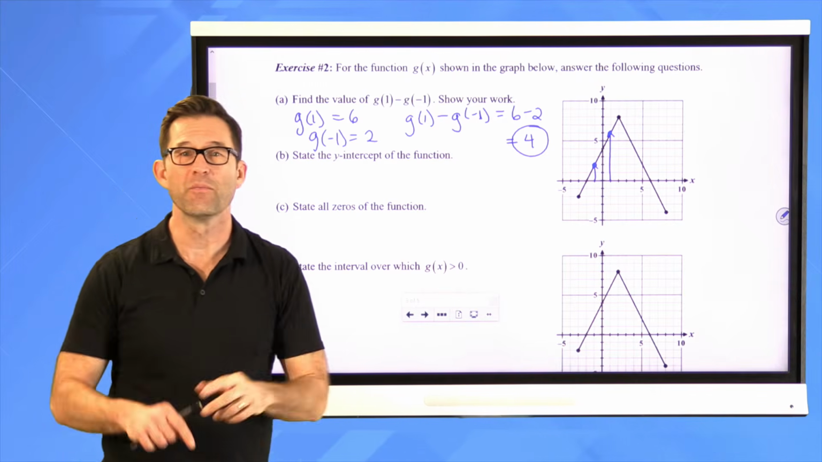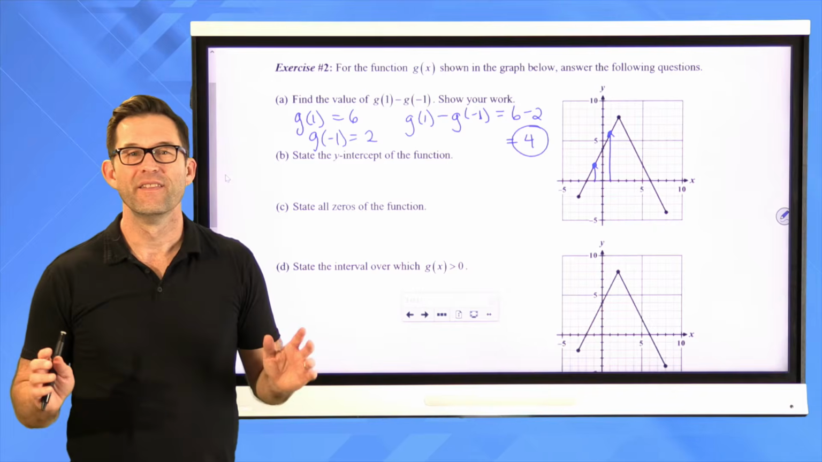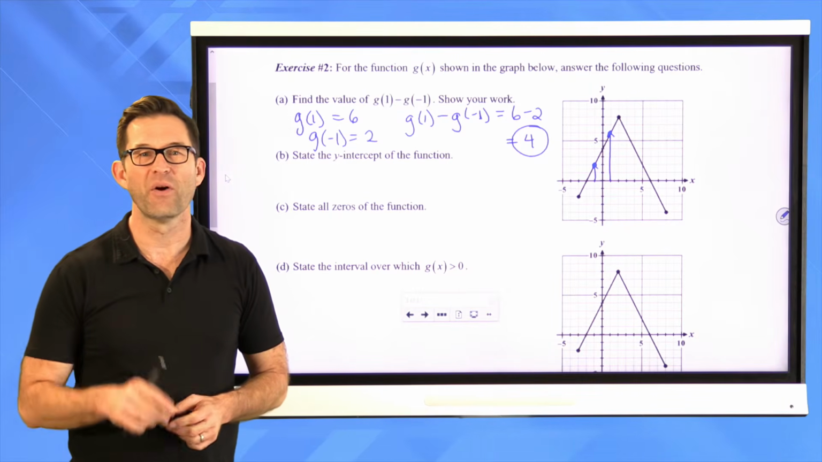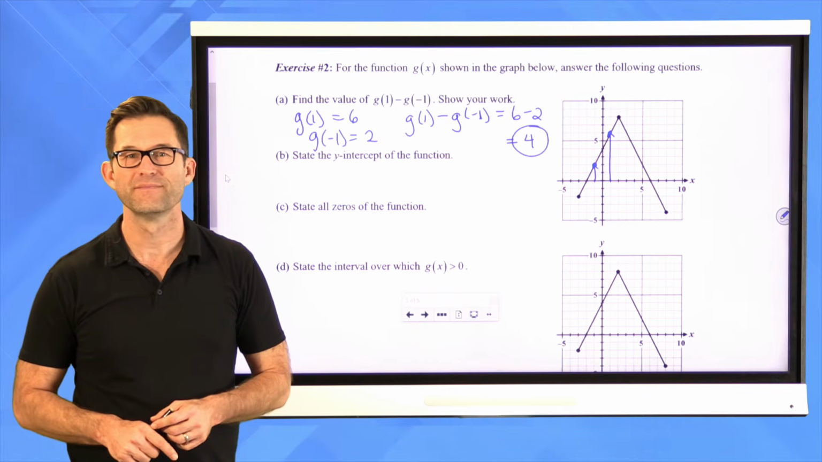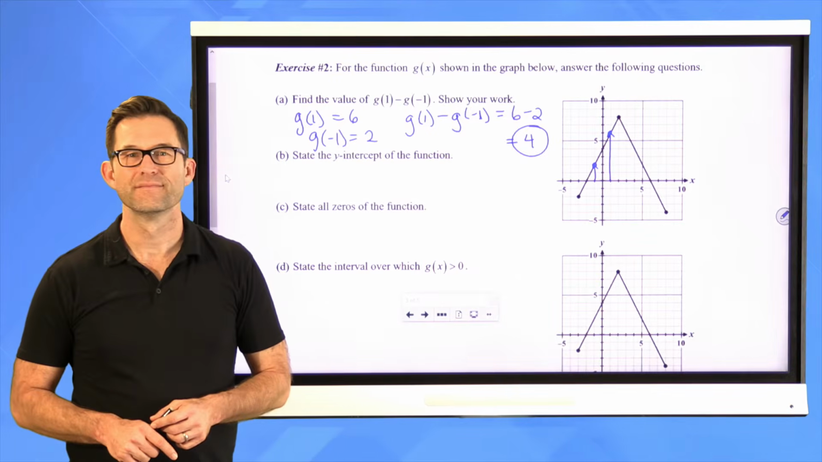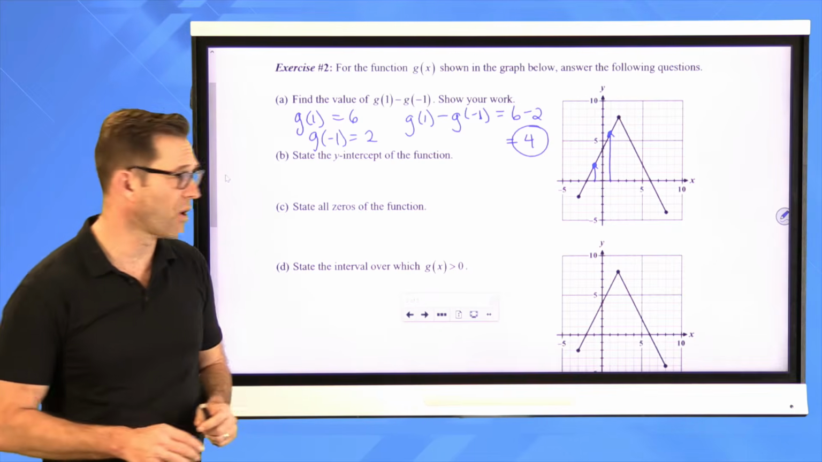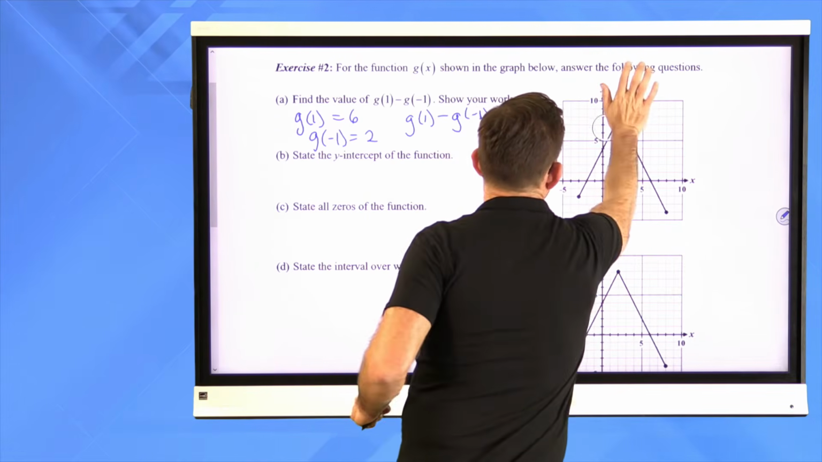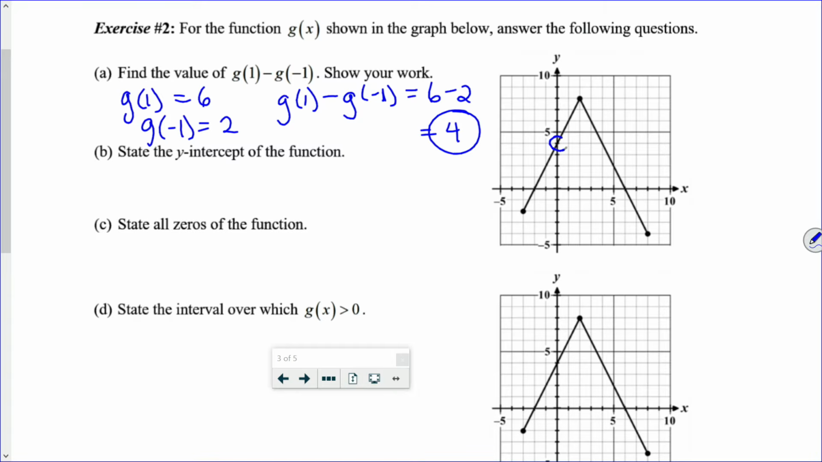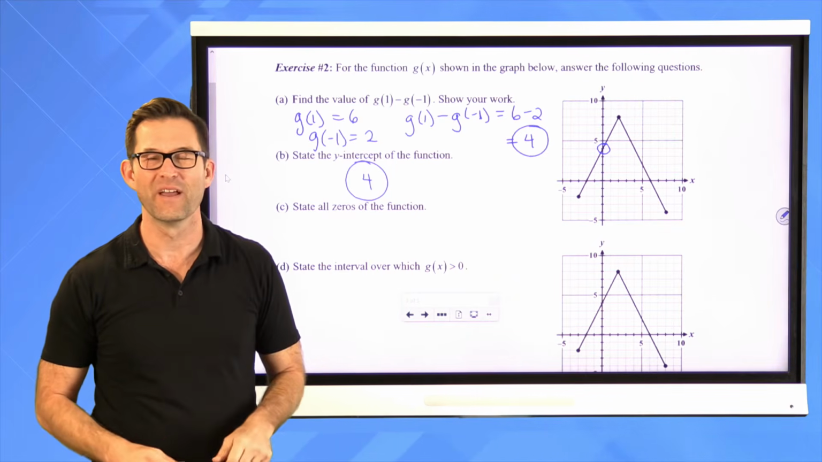Okay, letter B. State the y-intercept of the function. This tends to be pretty easy for students. Why don't you pause the video and state the y-intercept. All right, the y-intercept of any function is the y value where the function crosses the y-axis, right? So the y-intercept is right here, which ironically also happens to be an answer of 4. That has absolutely nothing to do with the fact that letter A is also 4.